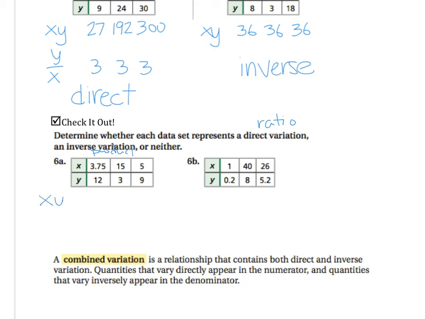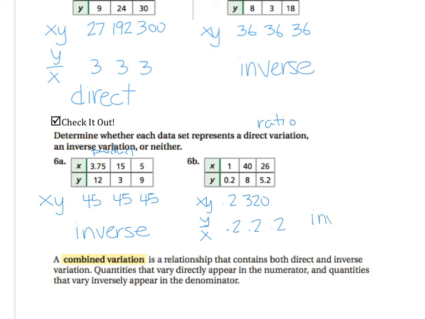Sometimes you can look at them and see which direction you want to go. I know 3 times 15 is 45 and 9 times 5 is 45. I just test this one and this happens to be 45. So I have the product. Product is an inverse. I test the product here, I get 0.2, I get 320, that's not going to work. So I test division, I get 0.2, 0.2, and 0.2. So this is an inverse.